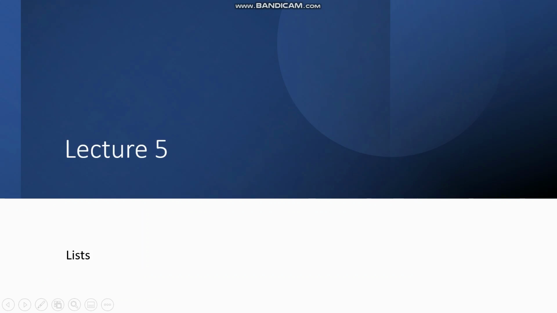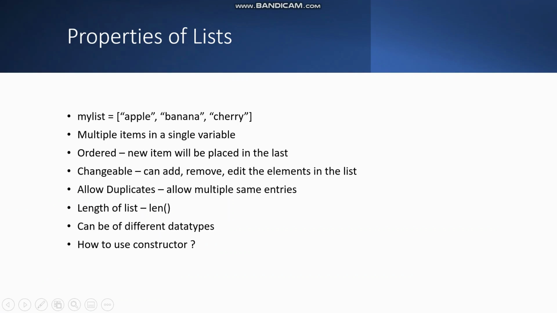So now we will be doing lists, lecture 5. Now what is a list? A list is basically a collection of some data, right? You have this square bracket in which you have some data separated by commas, and these are ordered, changeable and allow duplicates. We'll do this.